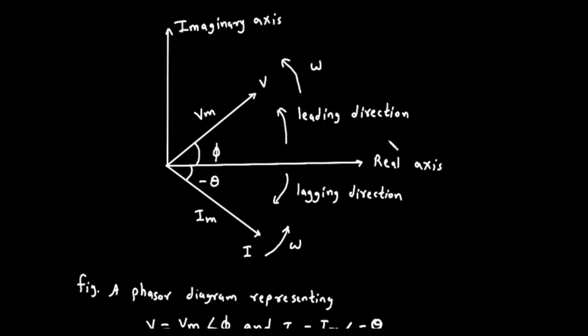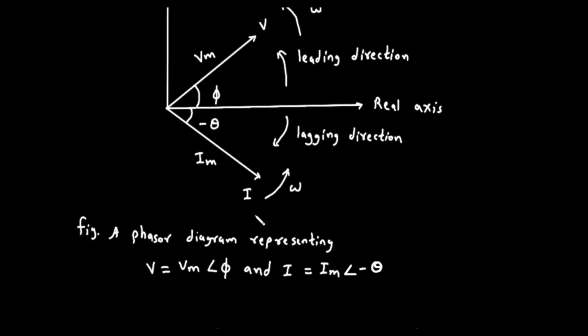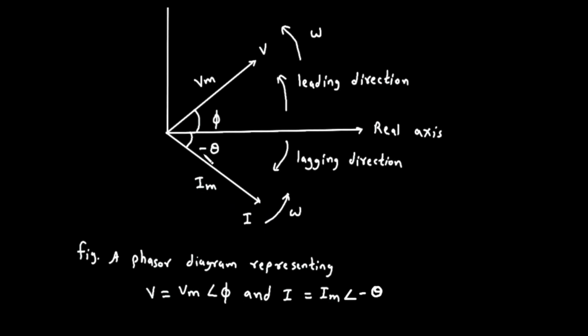Finally, let's look at the last diagram, which shows a practical application, a phasor diagram representing voltage and current in an AC circuit. We see the real and imaginary axes. There are two phasors shown. The first phasor is for voltage, labeled V. It has a magnitude of V sub m and a positive angle phi. The second phasor is for current, labeled I. It has a magnitude of I sub m and a negative angle, written as negative theta. The diagram also shows an arrow labeled with the Greek letter omega, indicating a counterclockwise direction of rotation.